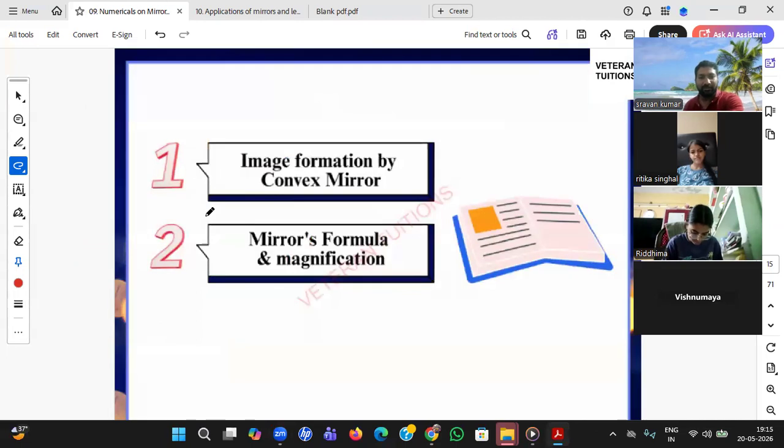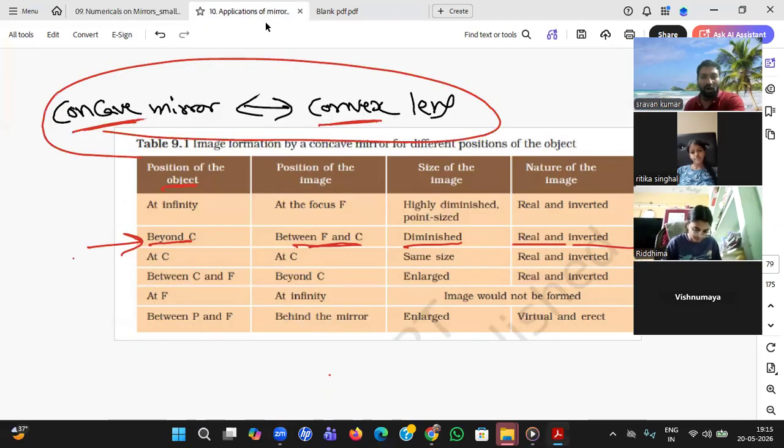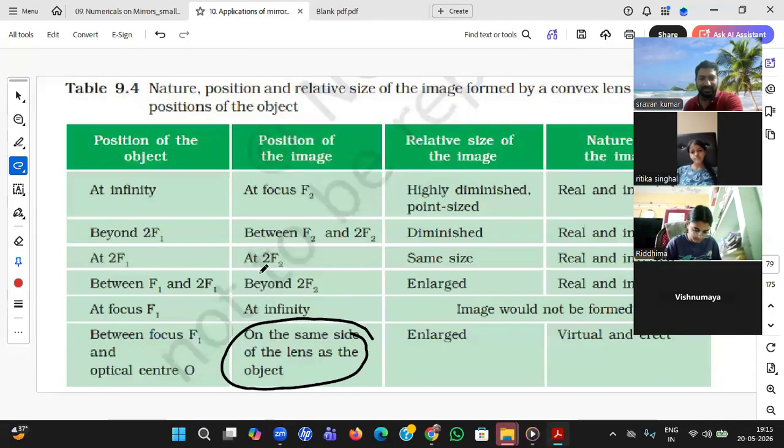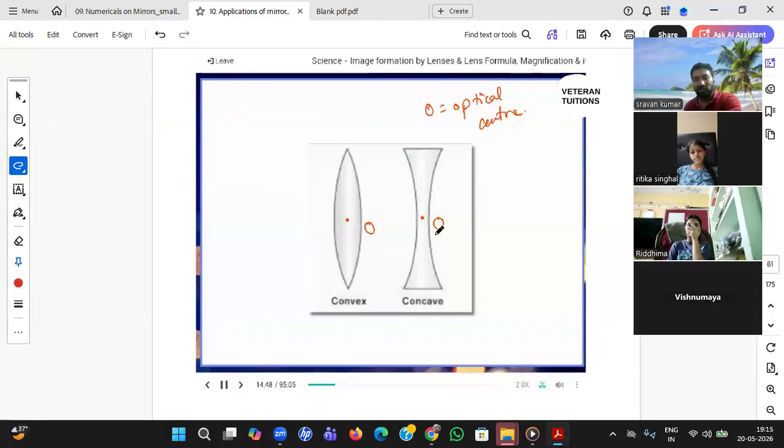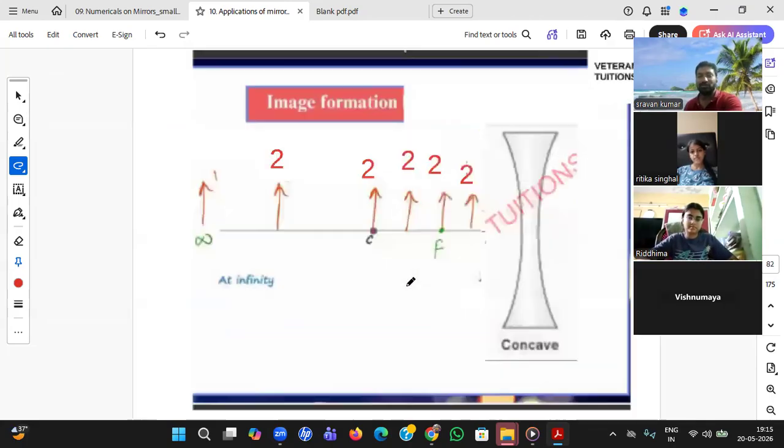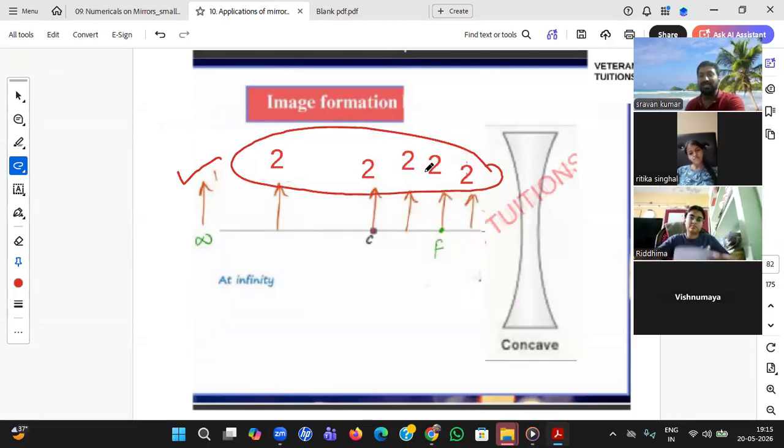With that, we have completed convex lens. Now let us see concave lens, students. Obviously, here also it's a perfect match: concave lens is a perfect match with convex mirror. So that is the reason, students. Here also we have only two cases, as we have seen in convex mirror.